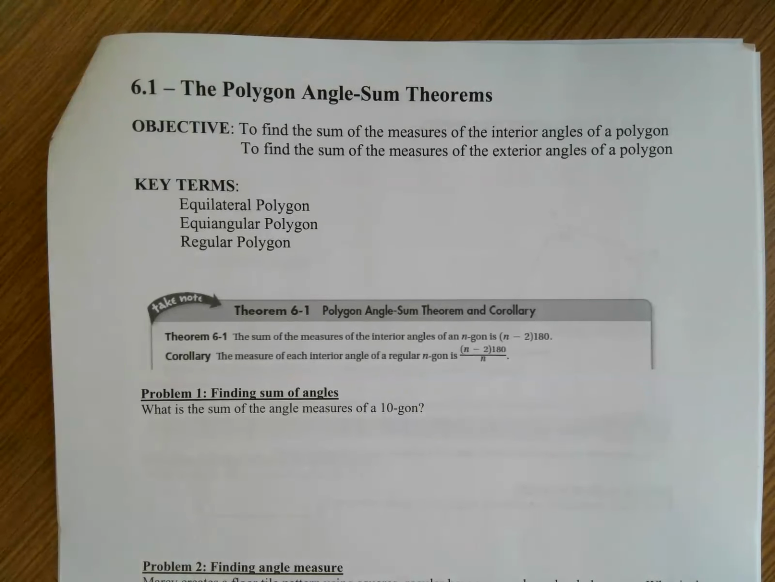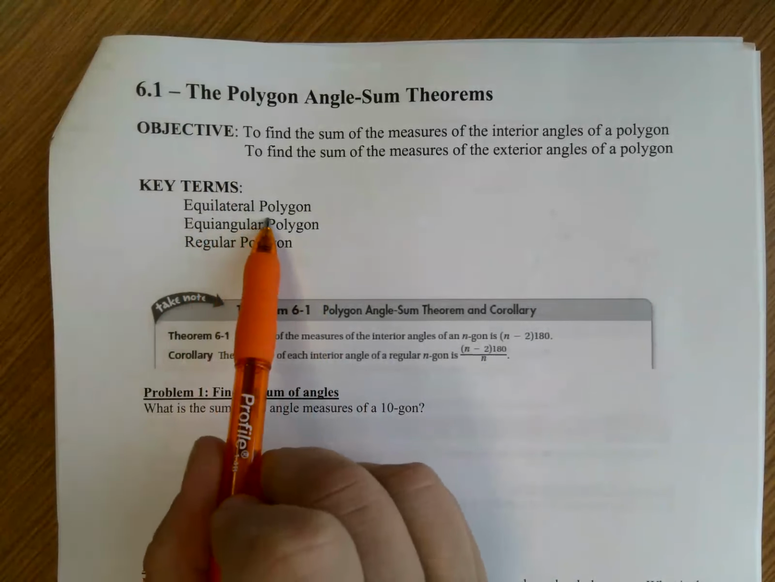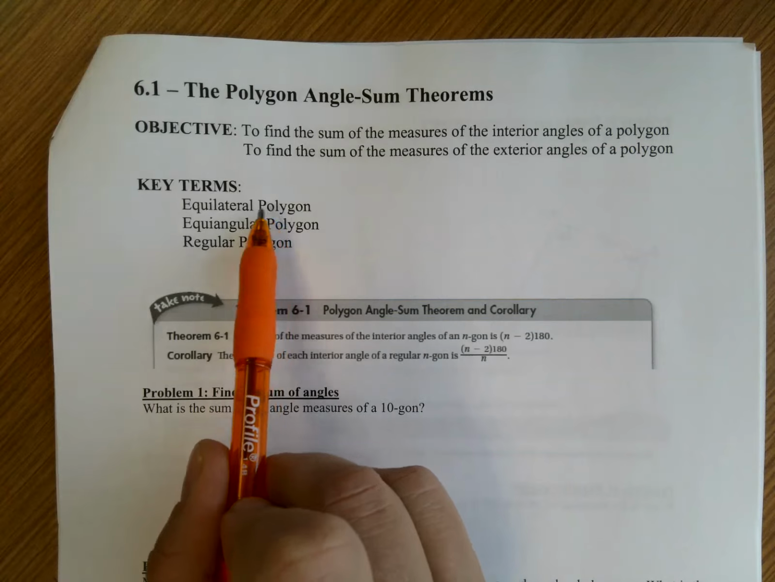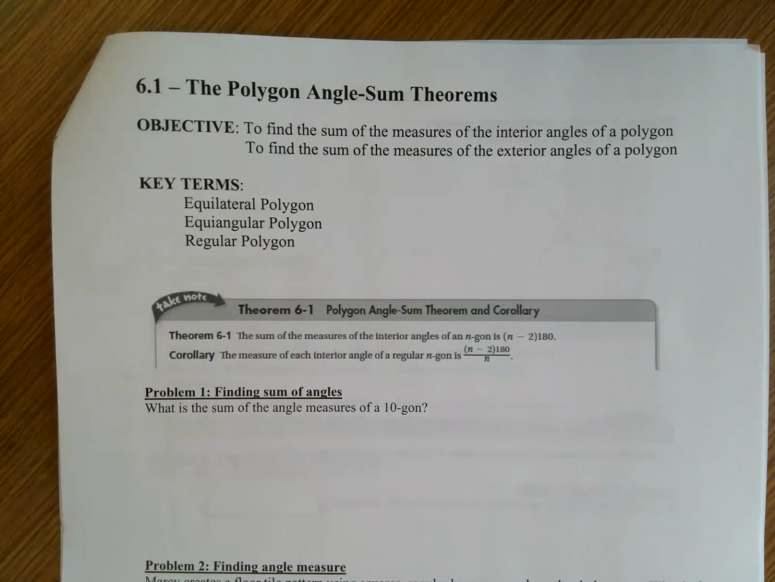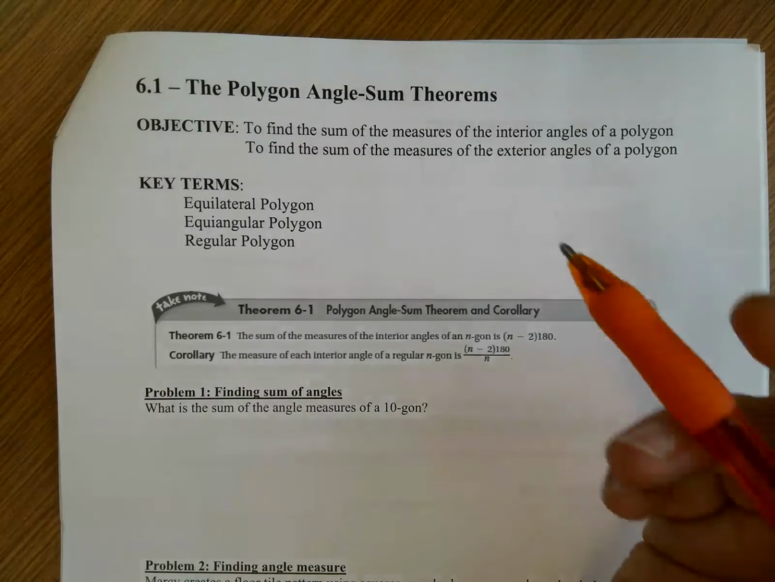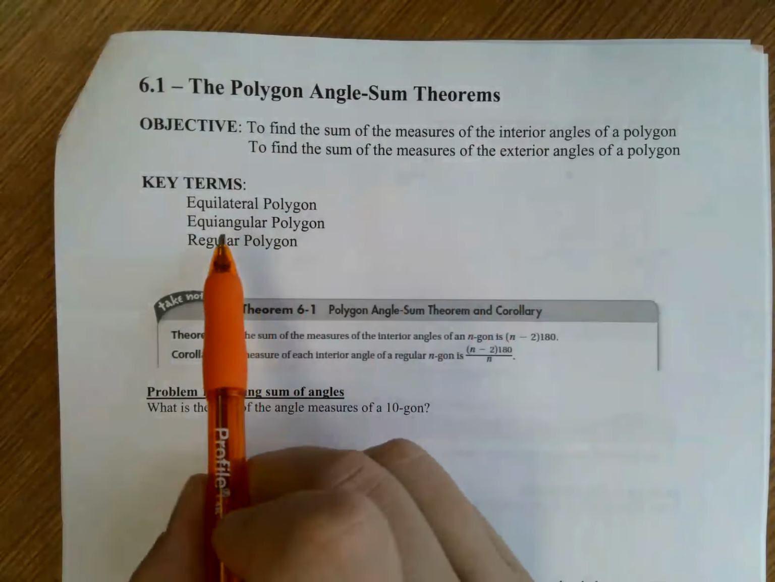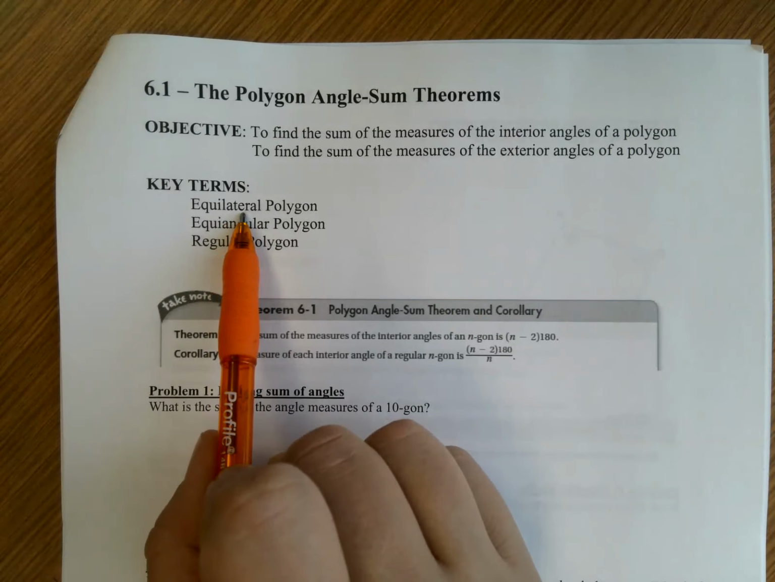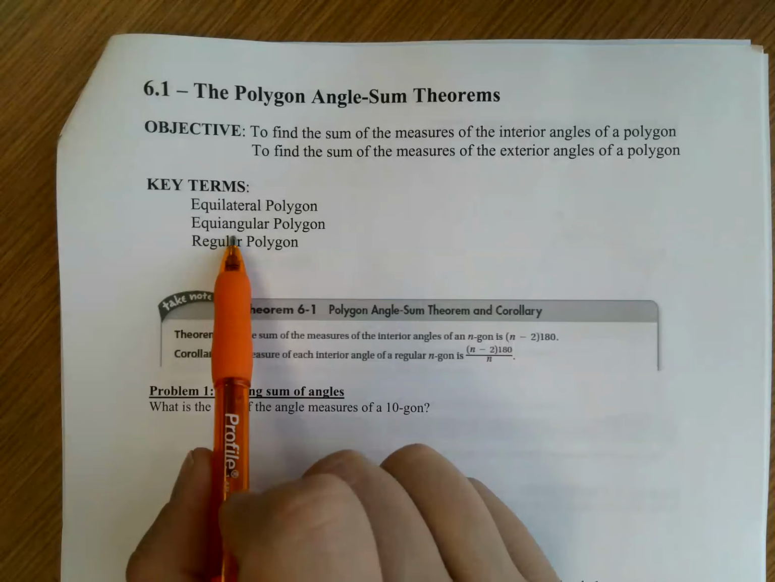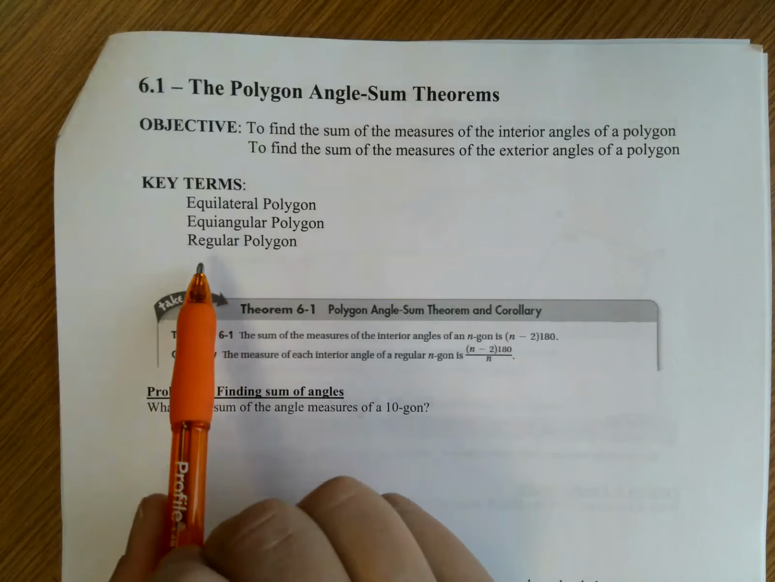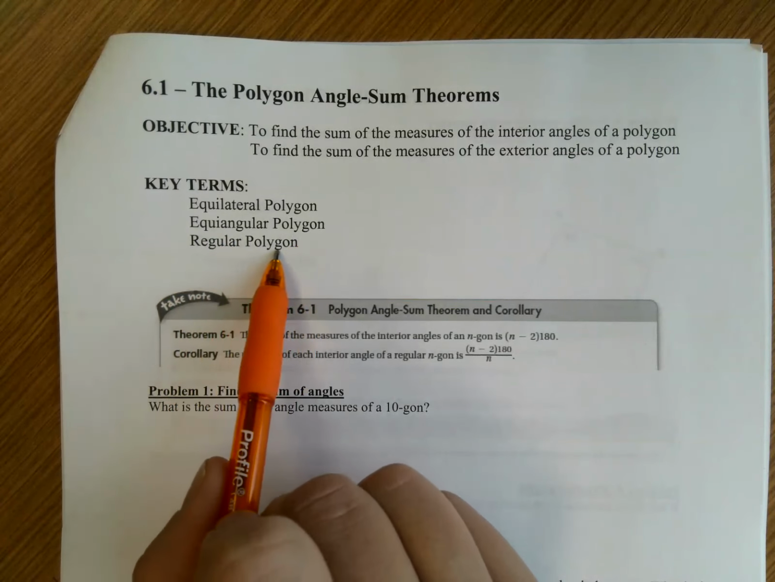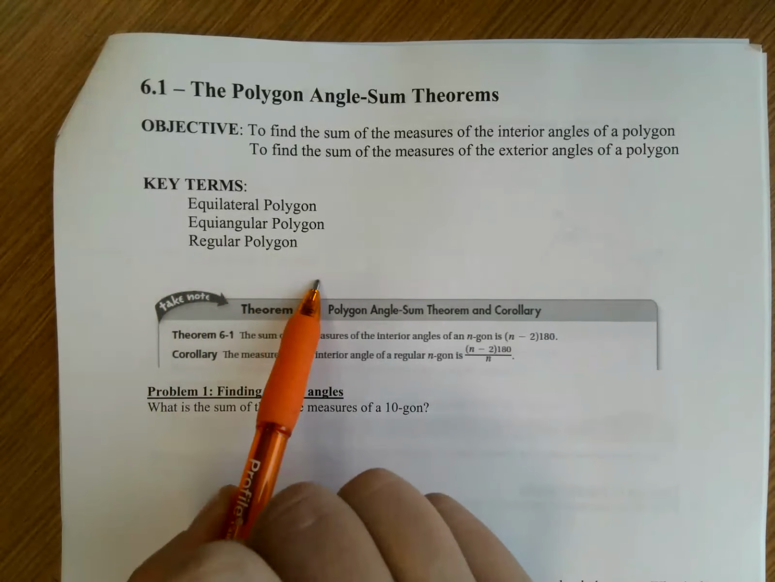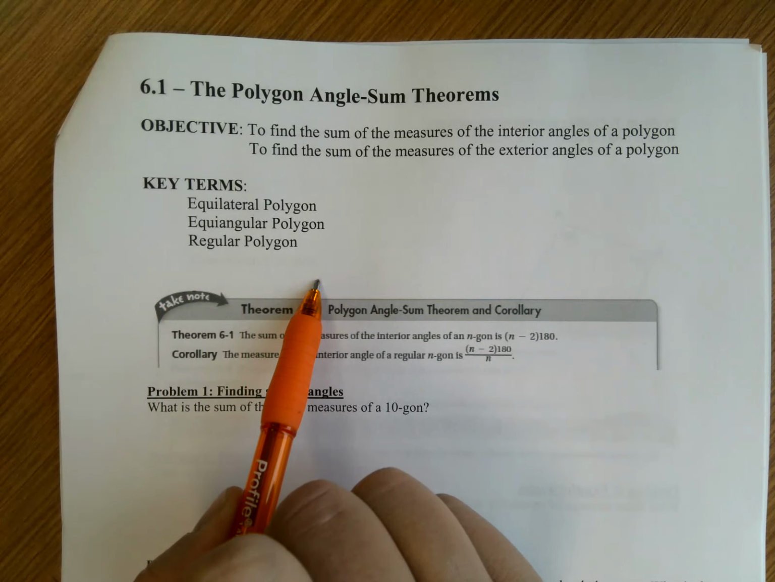So first we have to know different things like an equilateral polygon. An actual polygon is any shape that is enclosed and has vertices, so any shape that you could draw that is not concave. Equilateral means all the sides are equal. Equiangular means all the angles are equal. And a regular polygon means all sides and all angles are equal.